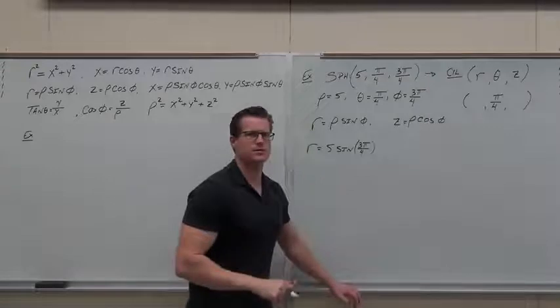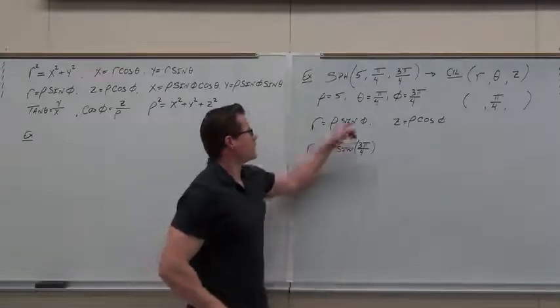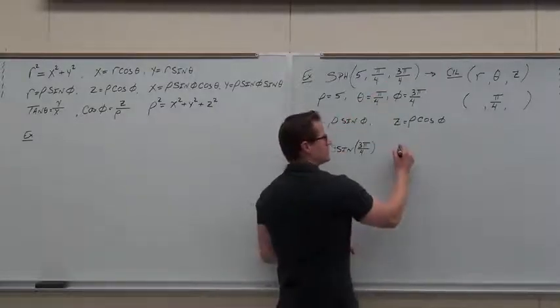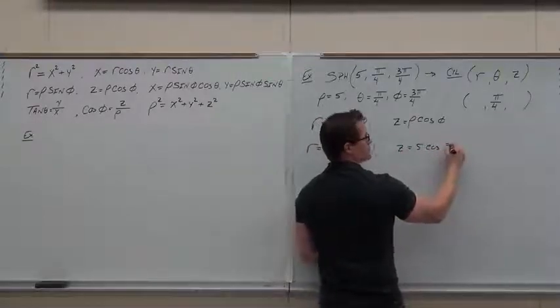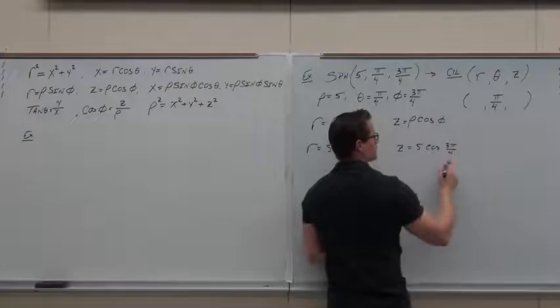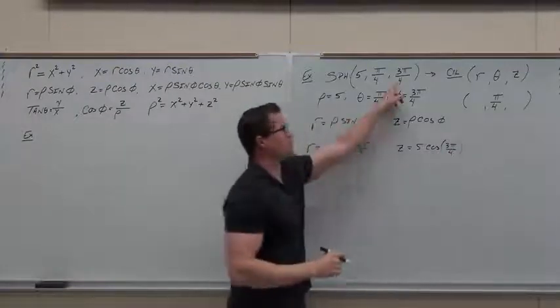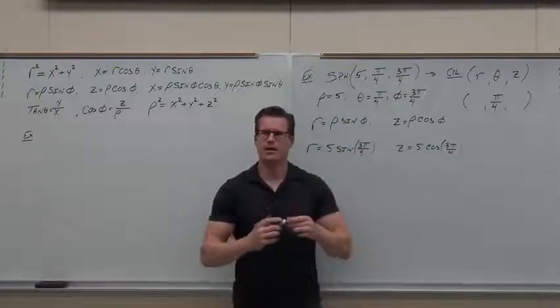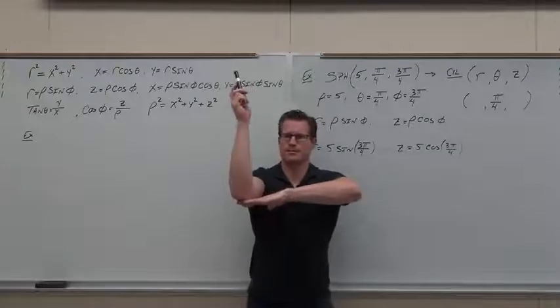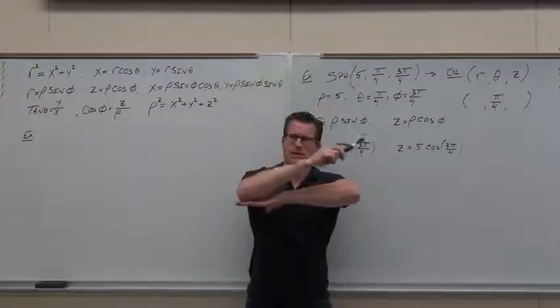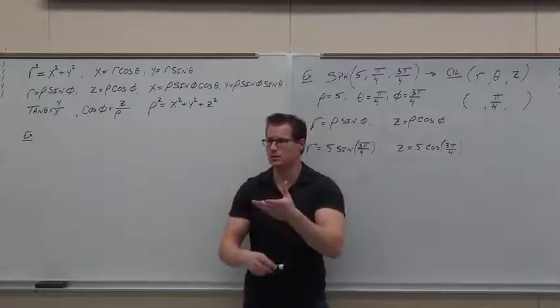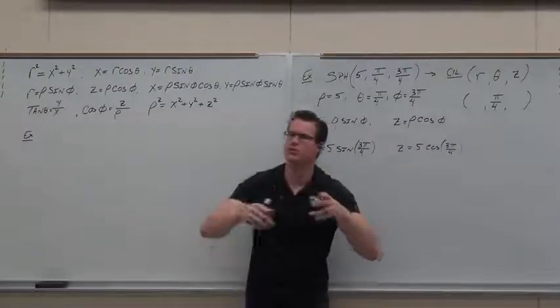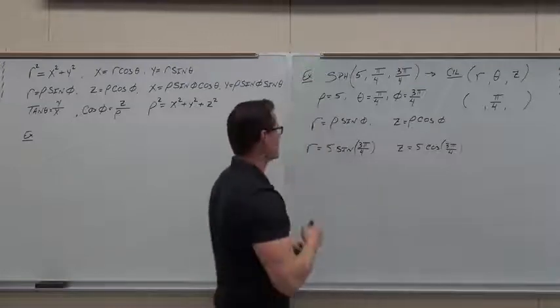Oh, hey, how about this? When we get to the Z, and you do 5 cosine 3 pi over 4, if that phi is 3 pi over 4, would you expect a positive z or a negative z? Negative. It should be a negative z. If we don't get that, then we've made a mistake. You guys starting to see the idea here? You can check your work if you understand the concepts.